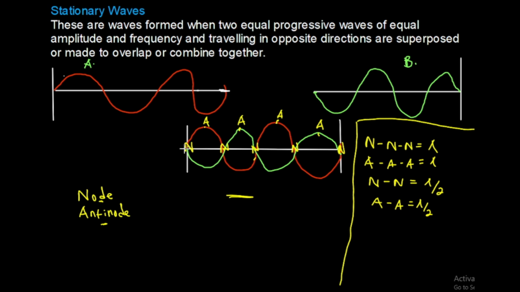Now the distance between a node and antinode is equal to lambda over 4. From node to antinode, we have lambda over 4. All right. So these equations are actually very important, as we are going to use them as we progress. Three successive nodes, one wavelength, three successive antinodes, one wavelength, two successive nodes or antinodes, wavelength over 2, node to antinode, wavelength over 4. So note it down and let's progress.